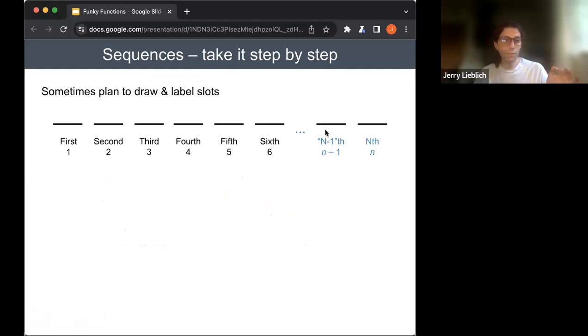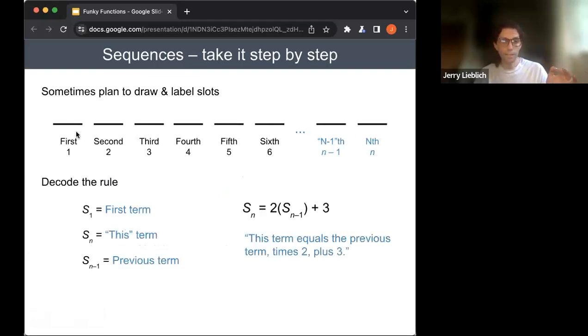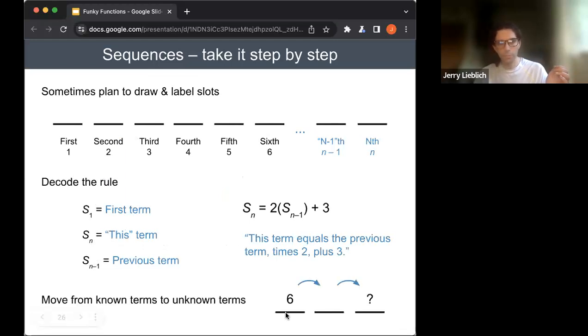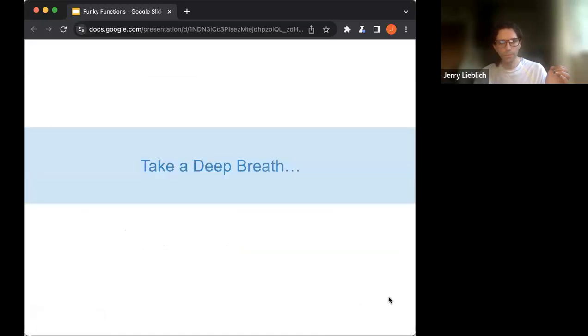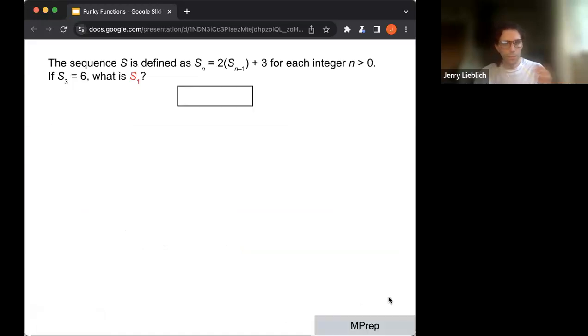So it's sometimes helpful to draw out the slots like this, and then understand how this terminology works, right? So the nth term, the previous term, the n plus 1 is the next term. And you move from what you know to what you don't know. So here's a little twist on that. Same sequence, but now I'm asking you to go backwards, back to S1. Try this out.